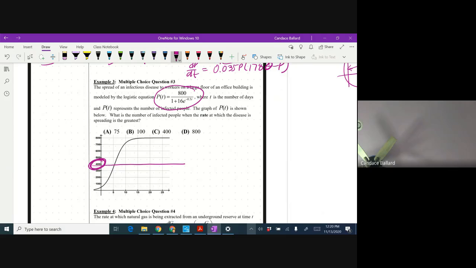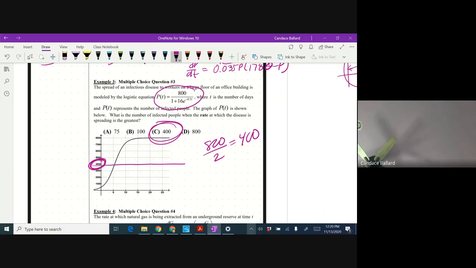Any guesses? Good job. It's half of 800. What is the 800? What do we call that? That is our carrying capacity. So all we do to figure out where the steepest growth is, is we take our carrying capacity and we divide it by 2, and that will get us the answer. It's like the best question ever, right? Look at all of that with all those words, and all you literally have to do is divide by 2.